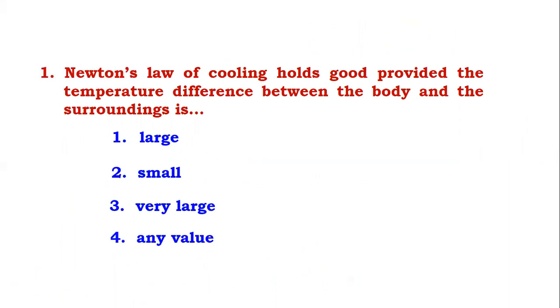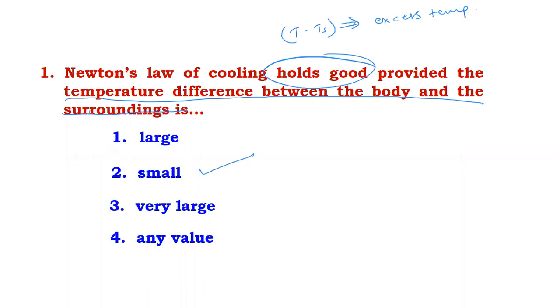Now one question based on this article is: Newton's law of cooling holds good provided the temperature difference between the body and surrounding is. The temperature difference between body and surrounding means T minus Ts, and it is also called the excess temperature. The excess temperature here must be small, then only this law holds true, only when this excess temperature is small.